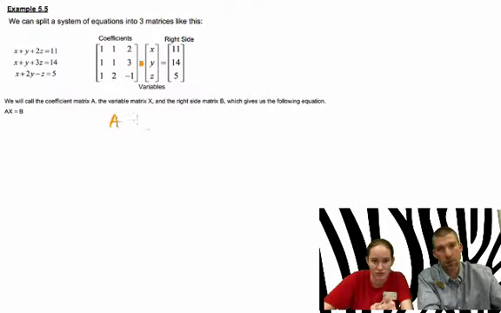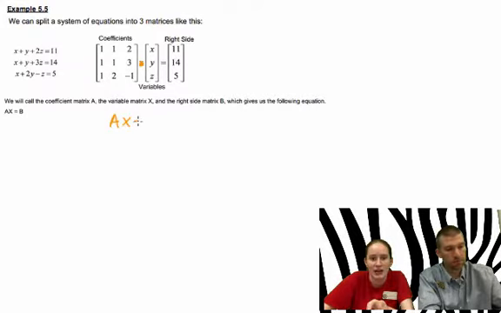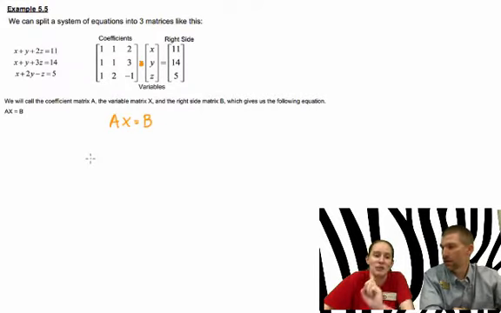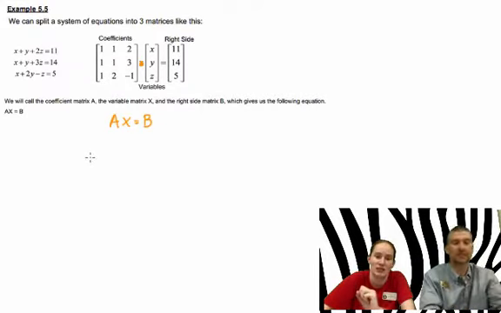A. And then we think of our variables. Let's think of them as just X, right? And then if we put in this matrix that's the right-hand side as B, how would we solve an equation like this? You divide both sides by A. But we can't divide matrices.